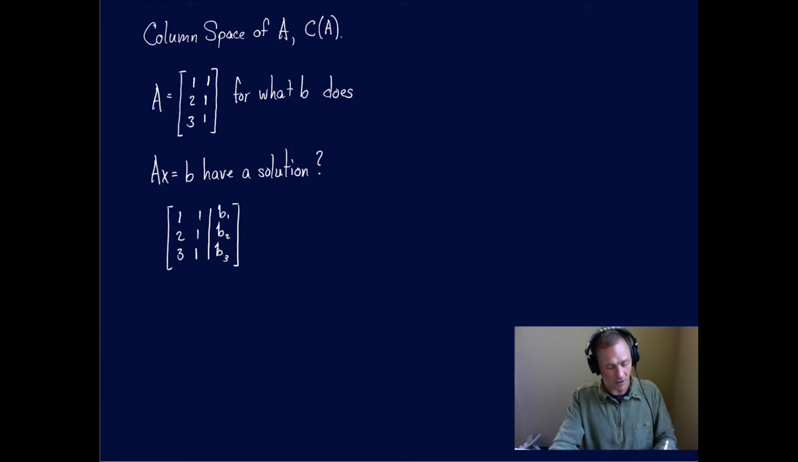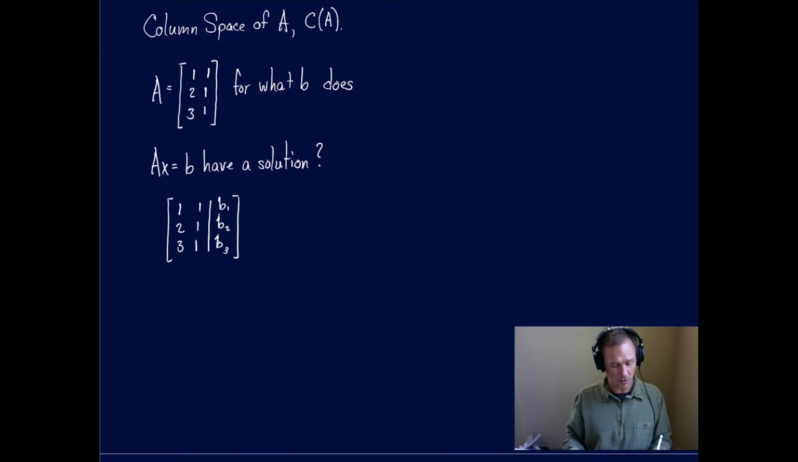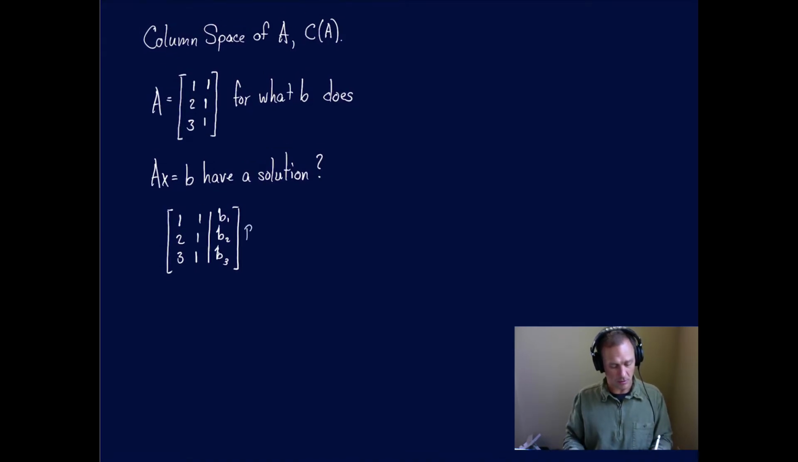So I'm going to work on this one row at a time. Let's try it this way. Row 2 minus 2 times row 1. And I'm going to combine some steps here, so be careful when you're doing this. Row 3 minus 3 row 1. And then let's see where that takes us.